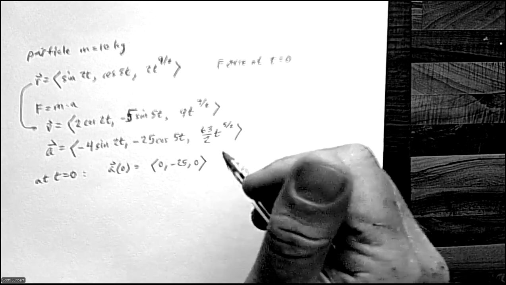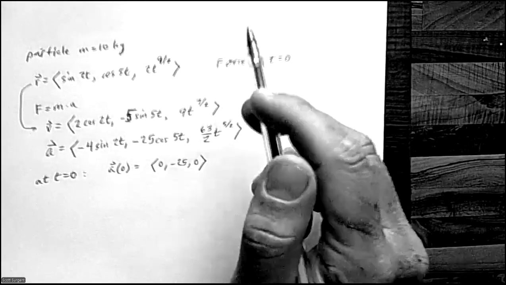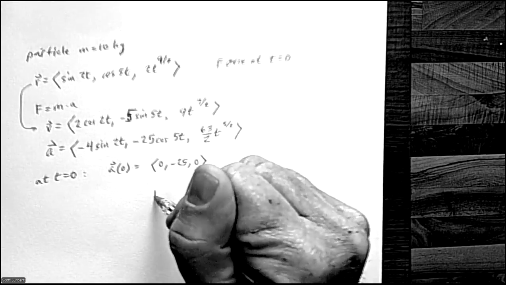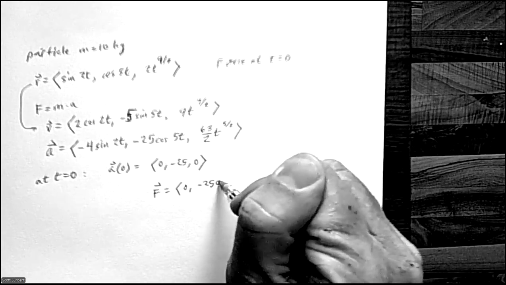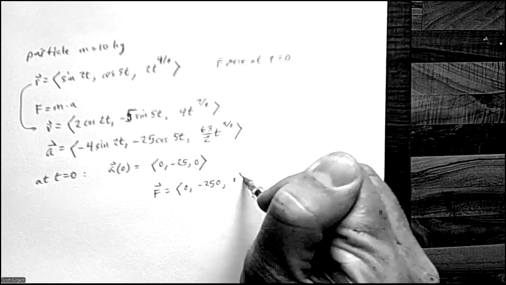So the force will be a vector. So you just multiply by the 10, yeah. And so you get, all right, negative 250. I guess that'll be newtons, right?